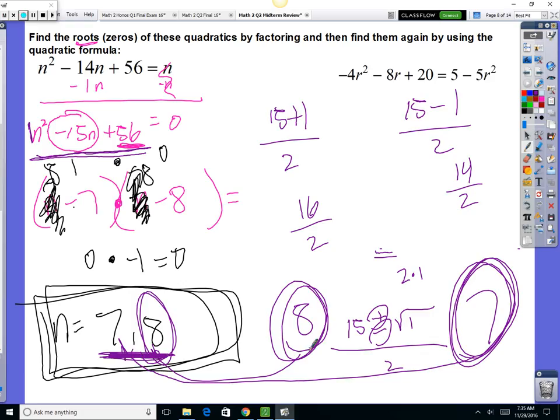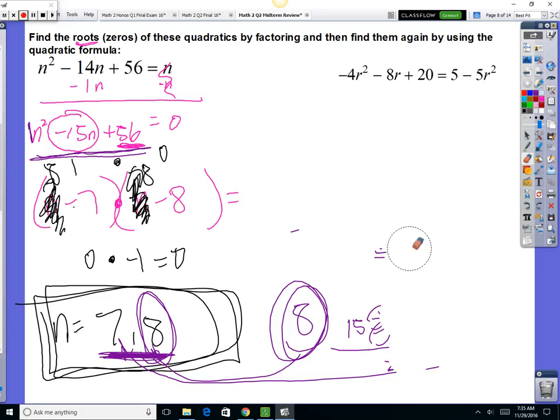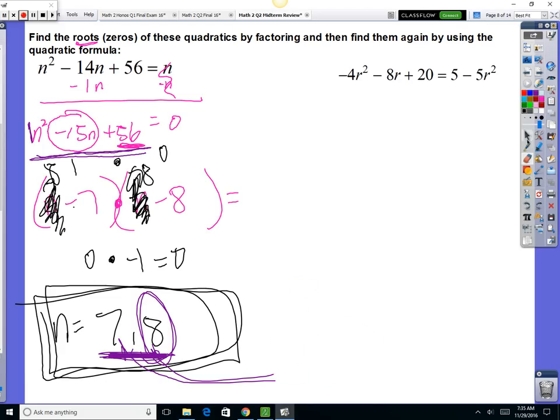Okay, now I'm out of time, so I'm going to stop there. This last one, do on your own and bring back to me and let me check it. So do the same thing for negative 4r squared minus 8r plus 20 equals 5 minus 5r squared. Get everything on one side equal to 0. Factor it. Then find A, B, C, and plug into the quadratic formula. You should get the same answer. So this last one, bring it back to me, let me check it.